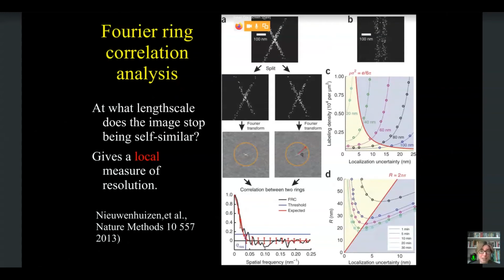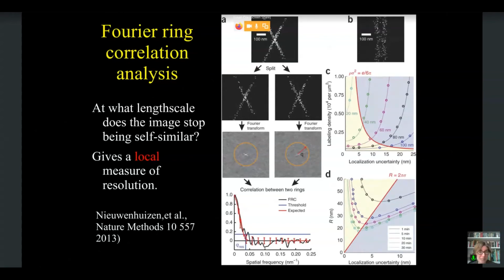Now on the right-hand side, Ben is going through a few interesting effects which you can quantify when you use Fourier ring correlation, which was really great. He was able for the first time really to look at the effect of the labeling density on your sample in a really quantitative way, and the localization uncertainty. So both the localization uncertainty and the labeling density have a really strong effect.